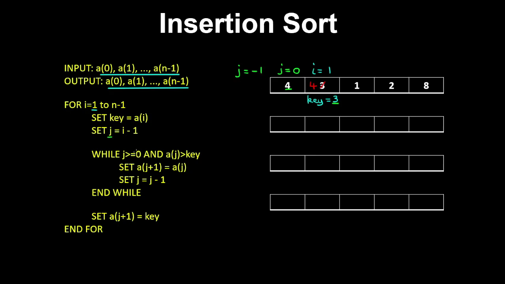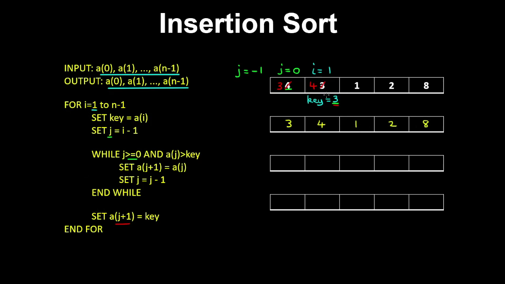And then in the next iteration, j is not greater than or equal to 0, so this loop is terminated. And then the element at index j plus 1, which is the element at 0 in this case, is set to the key, which is 3. So effectively the number 3 was inserted before the number 4. So now this here is our current array list.